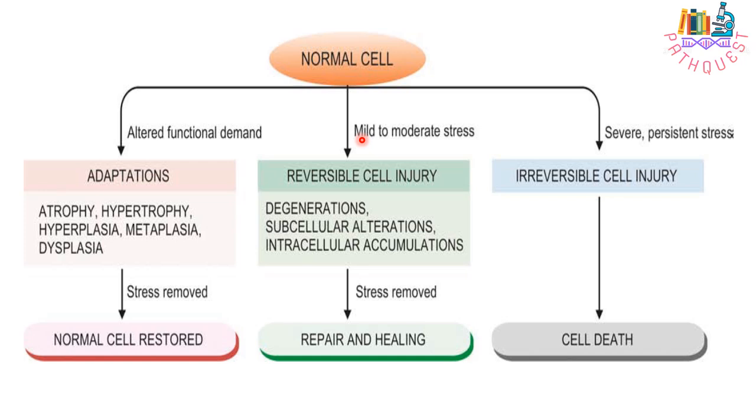When the cell is exposed to a mild to moderate level of stress, then it will undergo reversible cell injury in the form of degeneration, subcellular alterations, and intracellular accumulations. In this situation, if the stress is removed, the cell will heal back to normal by repair and healing. If the cell is exposed to severe and persistent stress, it will result in irreversible cell injury and cell death.